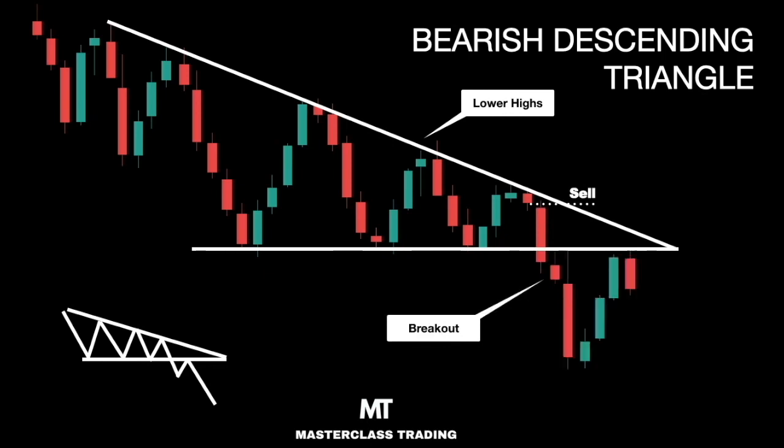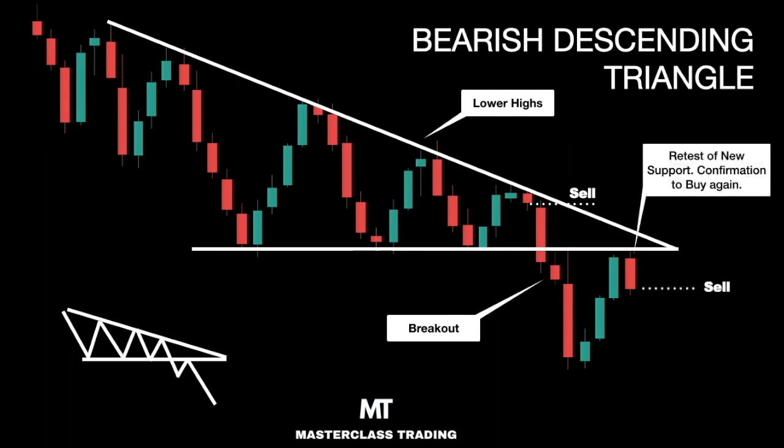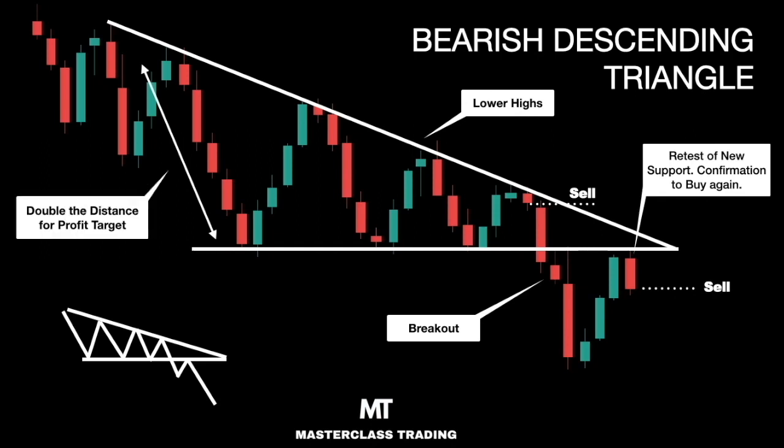Once price has broken the zone, and confirmed it with a strong bearish price action, we can enter our short trade following the main trend. To calculate the target of the trade, we simply need to calculate the initial bearish push before the pattern, and double it after the breakout.